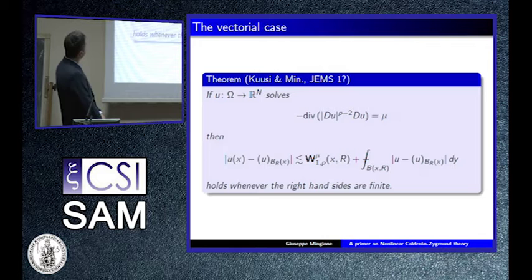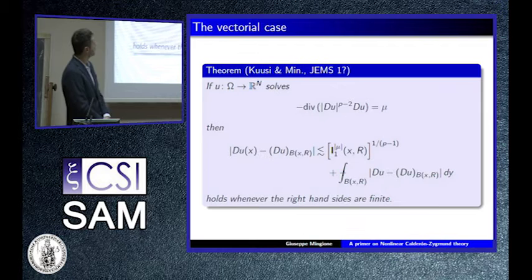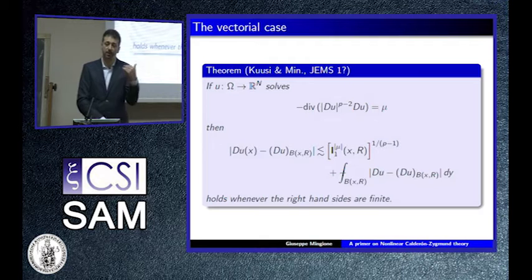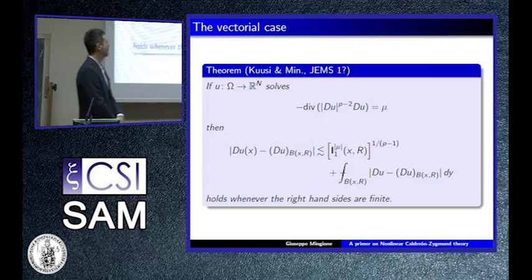And this is about u, and by far the most difficult case was about the gradient, and for the gradient we get the same thing. This is for p larger than or equal to 2. Then the case p less than 2 is in preparation. But the proof of this result is rather accurate and long.